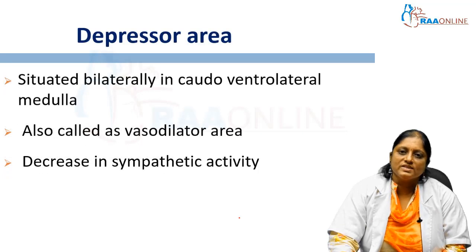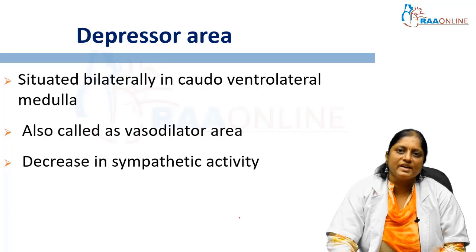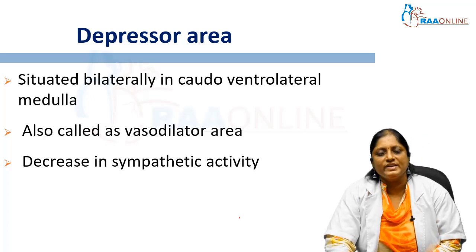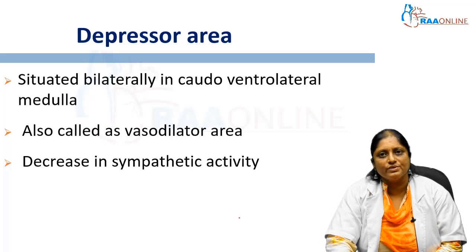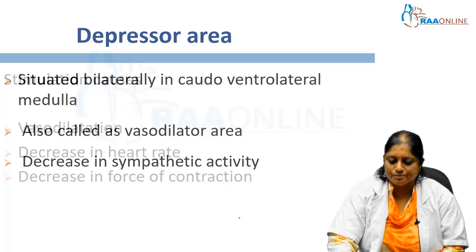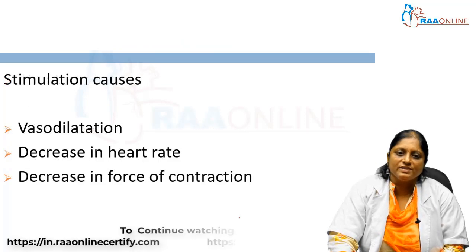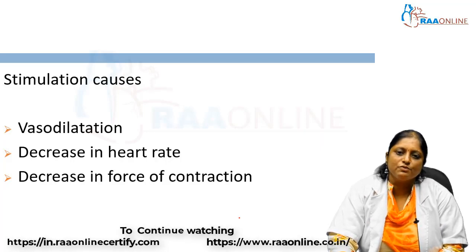The other area is called the depressor area. Again, this is present in the vasomotor center. It is situated bilaterally in the caudoventrolateral medulla, called the CVLM, and is also called the vasodilator area. Whenever this depressor area is stimulated, the sympathetic activity is decreased because this area inhibits the pressor area, that is, it inhibits the continual firing of the neurons present in the pressor area. So, whenever this depressor area is stimulated, it causes vasodilatation, a decrease in the heart rate, as well as a decrease in the force of contraction.